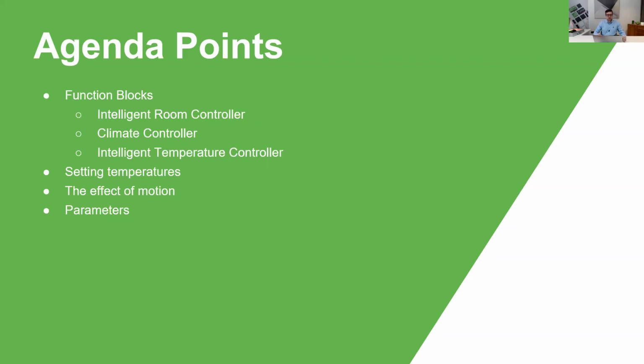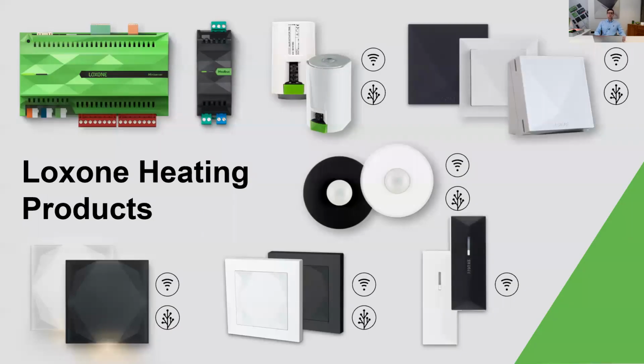So those are going to be our function blocks. We're then going to look at how we set up and configure heating, how we set temperatures in different rooms, how motion plays into heating, and then finally the parameters. To start with, these are a few of the products that we have available for heating within Loxone.